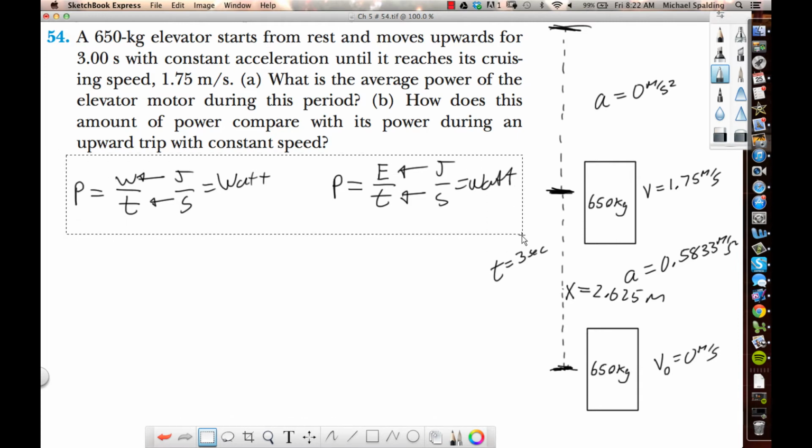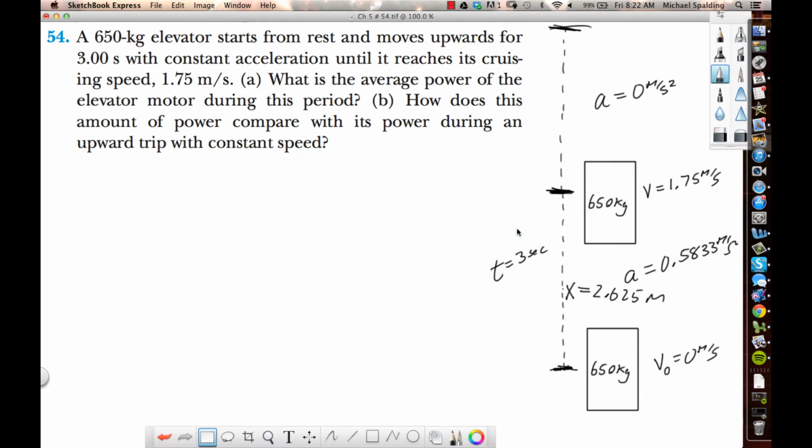So let's do it. Let's start with the first way. Work per time. Power equals work per time. Well, guys, what are we trying to find the power of? The power of the what? What is the average power of the motor? So let's call it that. Power of motor, well, that's going to be equal to what? The work of the motor divided by time.